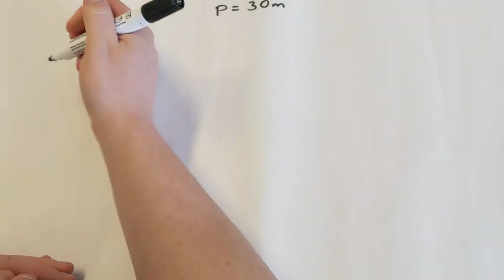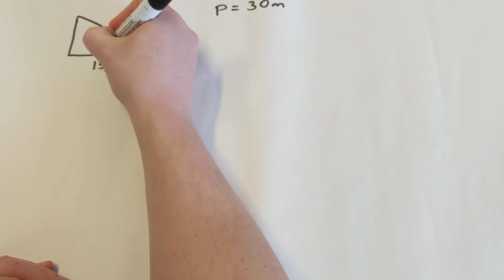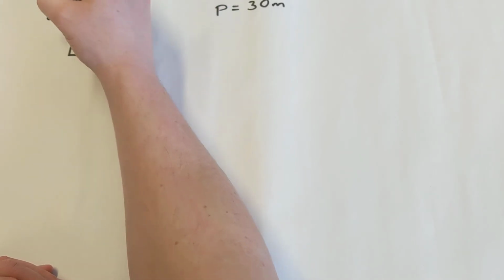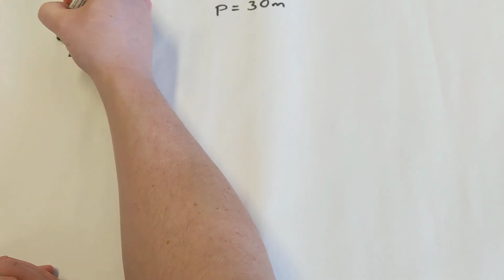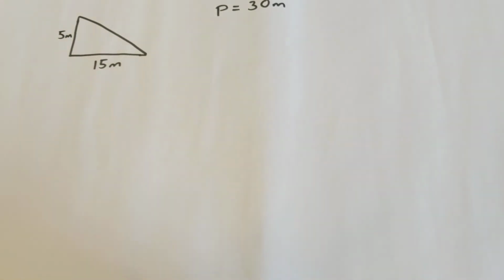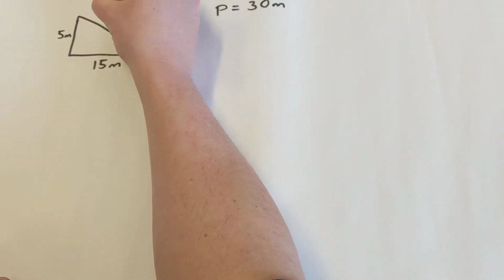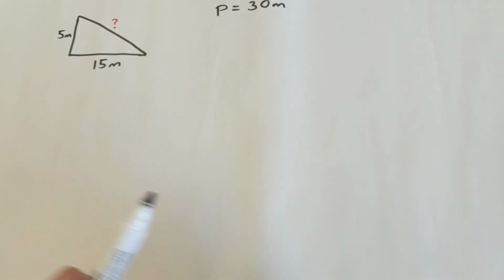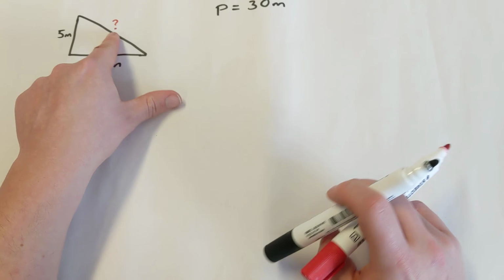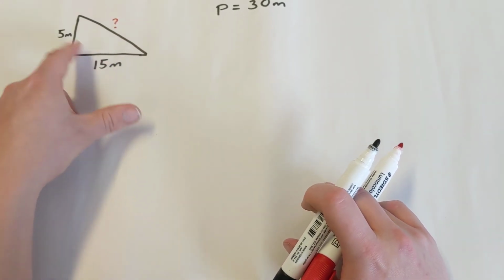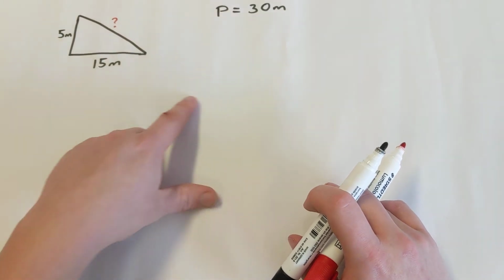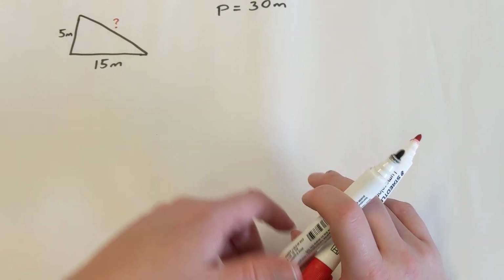And so, if this is 15 meters, and this is 5 meters, these numbers do not make sense, but the point still stands. We want to find out what this missing side is. And so, it's quite a simple problem, because we know these 3 sides have to add up to make 30. So what number is missing there?